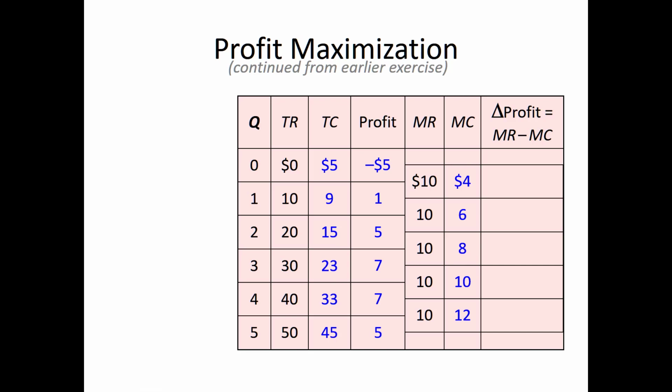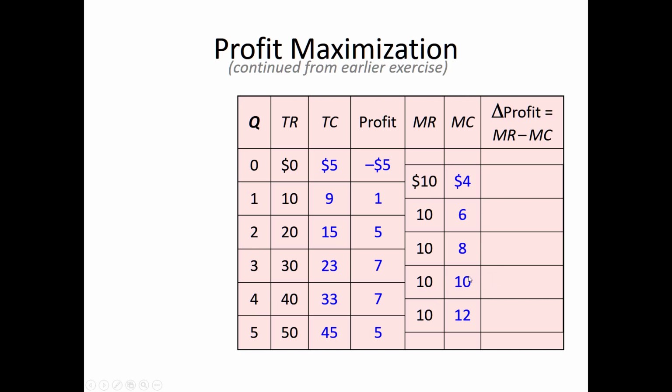Now, let's compare this with profit. How do I calculate profit? It's total revenue minus total cost. So minus 5, 10 minus 9, 1, 20 minus 15, 5, 30 minus 23, 7, and so on. You can see the maximum profit is here as I increase from 3 to 4 units. Okay, so my maximum profit would be around 3 and 4 units. This is the case when marginal revenue equals marginal cost.